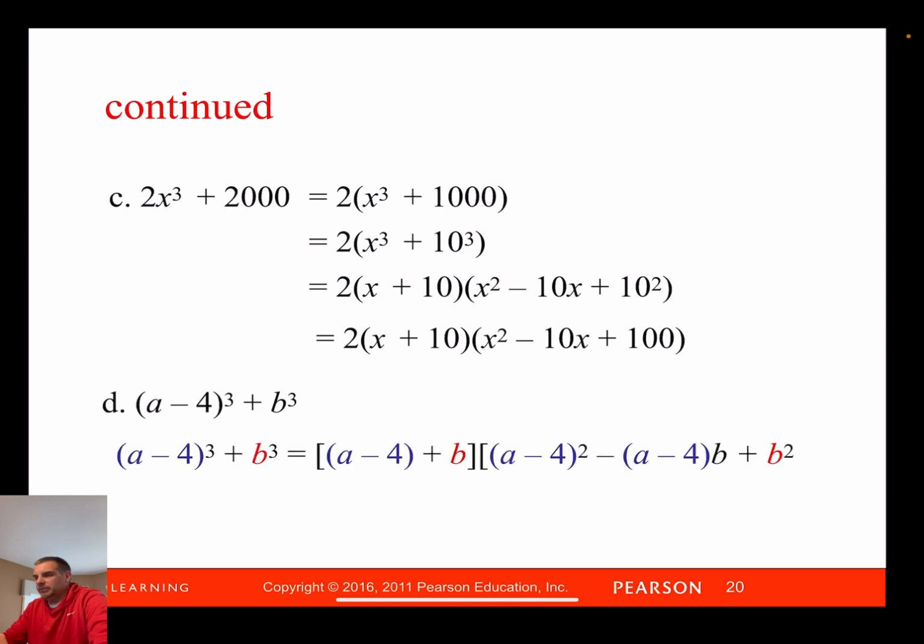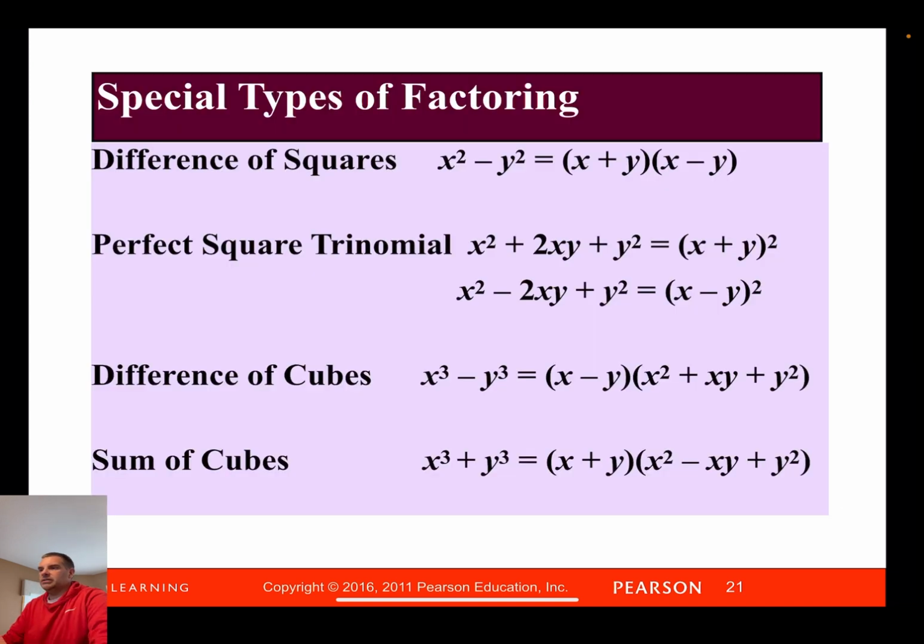And there's more in there, but you're not going to get that type of question. So here are the special types of factoring. Difference of squares, x squared minus y squared is x plus y, x minus y. Perfect square trinomials, differences of cubes and sums of cubes.